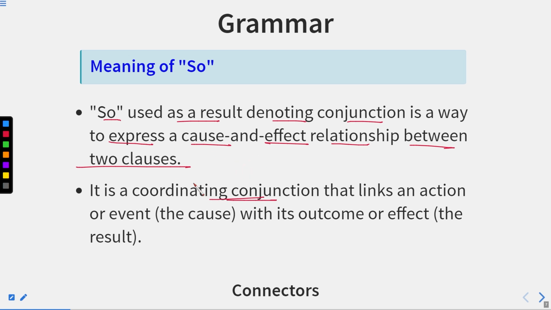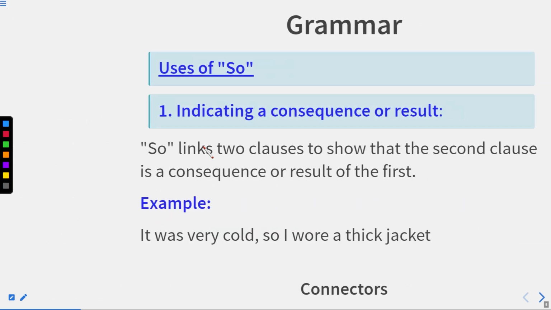Now, this one is a very important part. This is actually a coordinating conjunction that we have already read in our conjunction chapter. If you have not read it yet, just go to the chapter of conjunction and revise it. It links an action or event, the cause, with its outcome, its effect, that is the result. So here we are using the word so just to show the result or outcome of that particular event, situation or cause.